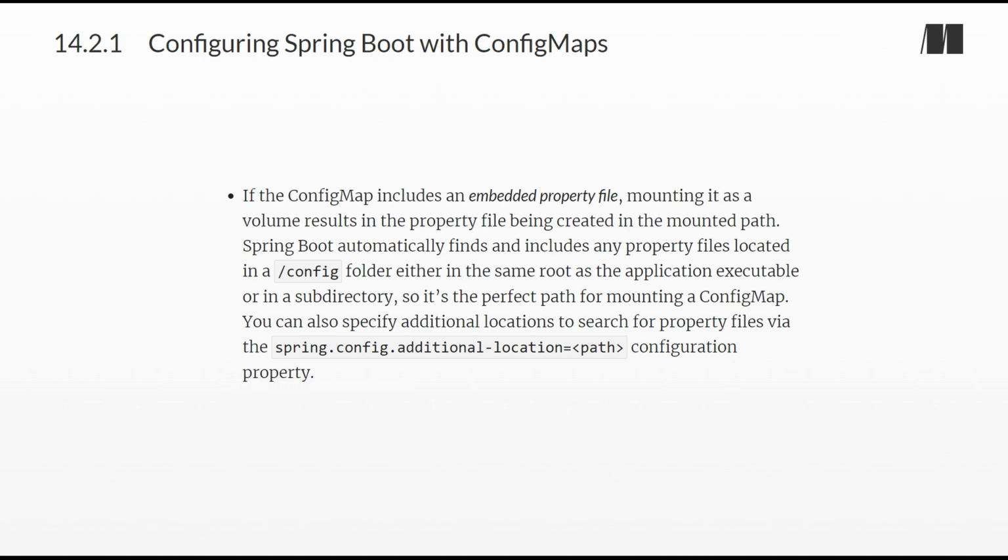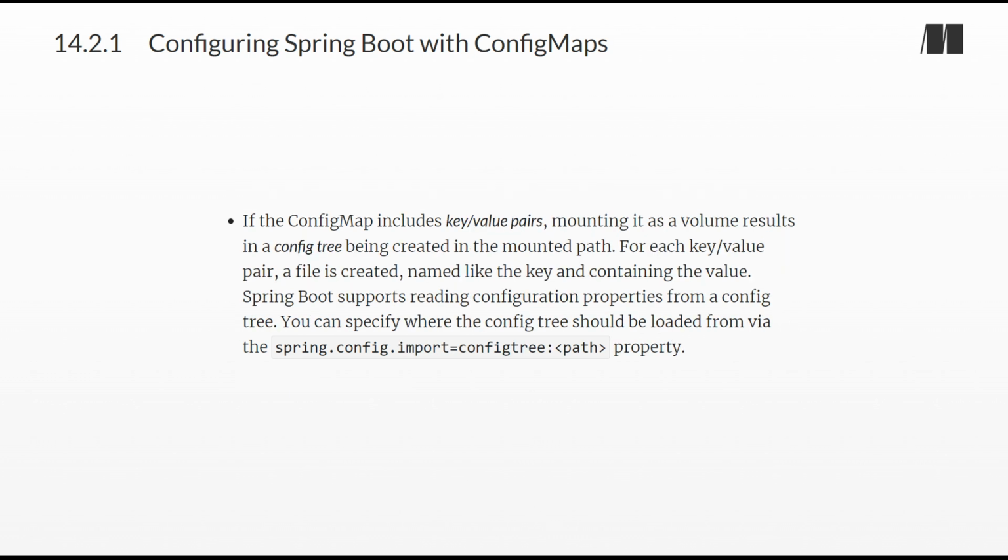You can also specify additional locations to search for property files via the spring.config.additional-location=path configuration property. If the config map includes key-value pairs, mounting it as a volume results in a config tree being created in the mounted path. For each key-value pair, a file is created, named like the key and containing the value. Spring Boot supports reading configuration properties from a config tree. You can specify where the config tree should be loaded from via the spring.config.import=configtree:path property.